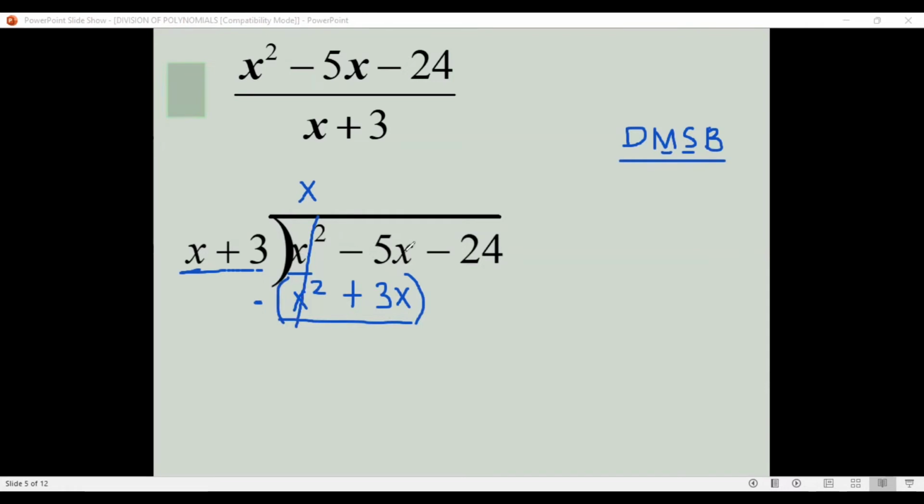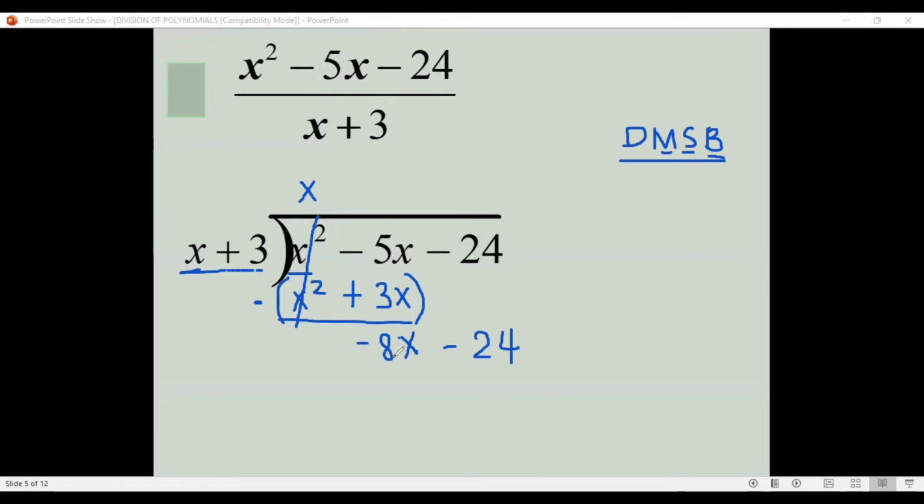Now when you have negative 5x minus your positive 3x, so don't forget to apply your rules on subtracting integers. So again, when you subtract, you have to change this to its opposite. So this becomes negative, and change the operation to addition. So that means you will have an answer here, which is negative 8x. Okay, so after subtraction, again, we have the next step, which is to bring down. So what are we going to bring down here? It will be the negative 24. Okay, so we have to bring down the negative 24.